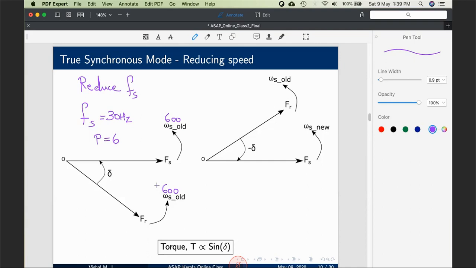Okay. Let the angle be, these are just some arbitrary values I am putting, 30 degree. 600 RPM and 30 degree. I want to decrease the speed. What should I do? I will change the frequency. Earlier we increased the frequency to increase speed. Now I will reduce the frequency to decrease speed.